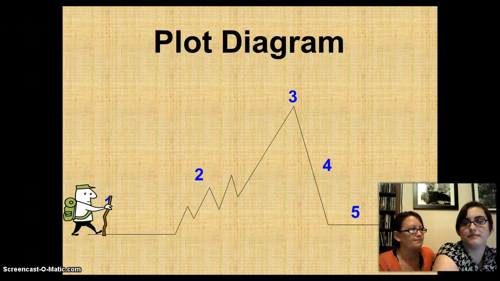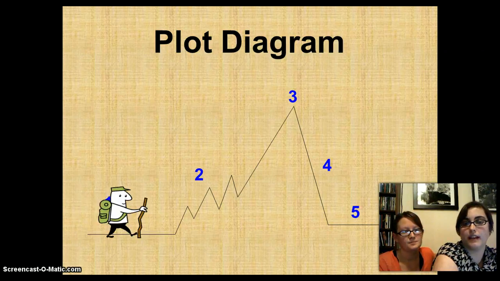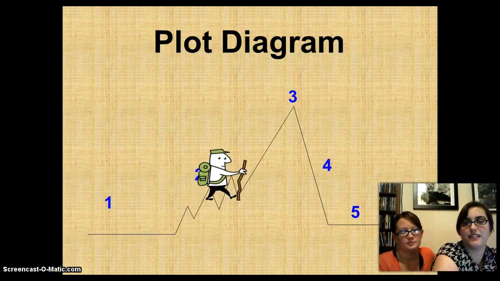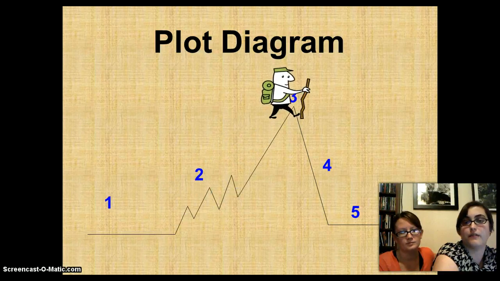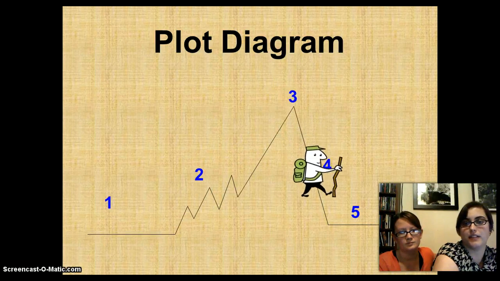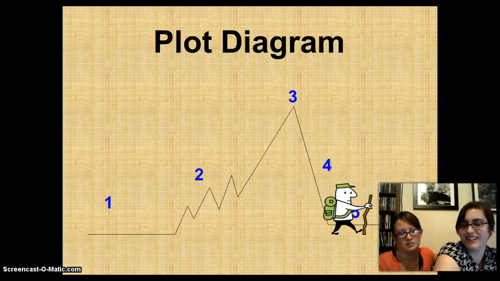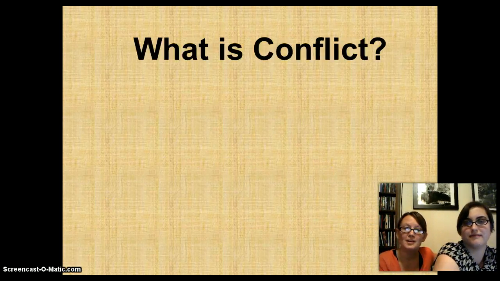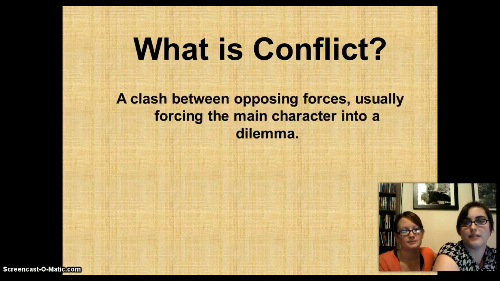Alright, plot diagram. So this is everything put together. So we have the exposition, the rising action, the climax, falling action, and the conclusion. That's it for plot diagram. However, now we need to learn what conflict is. Conflict is a clash between opposing forces, usually forcing the main character into a dilemma.